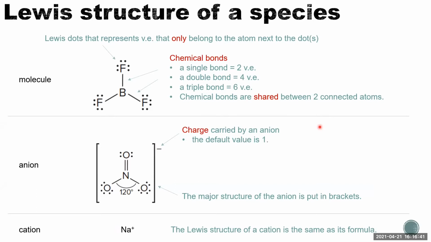Okay, so after we know the Lewis structure, we're going to talk in our next video about how to write a Lewis structure from a chemical formula. But in this video, we want to touch base on how to calculate the formal charge. That is one of the criteria used to determine whether a Lewis structure is correct or not.